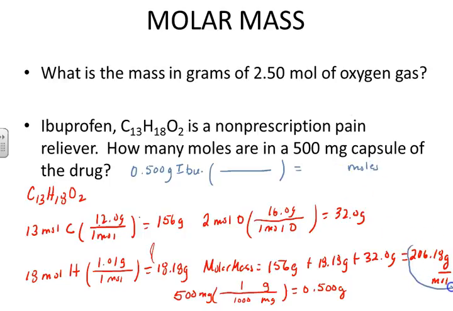We know from our molar mass here that in every 1 mole of ibuprofen we have 206.18 grams. So that gives us 0.5 divided by 206.18, and that equals 0.00242 moles of ibuprofen. That would be our final answer.